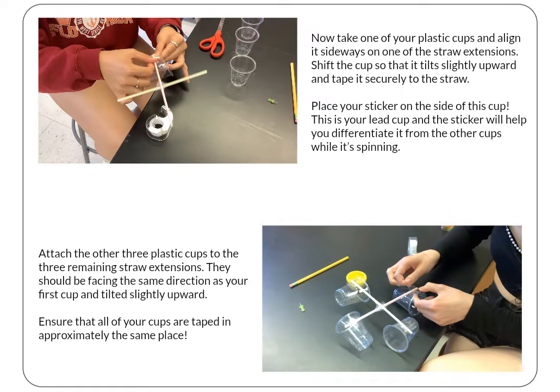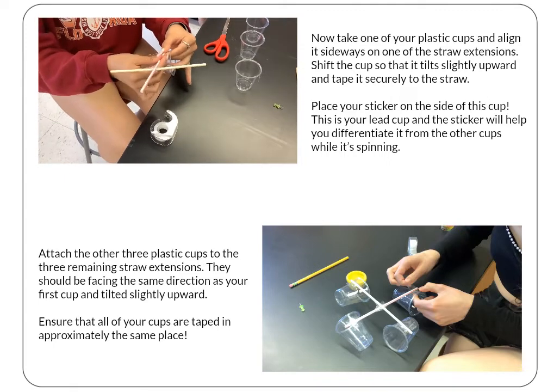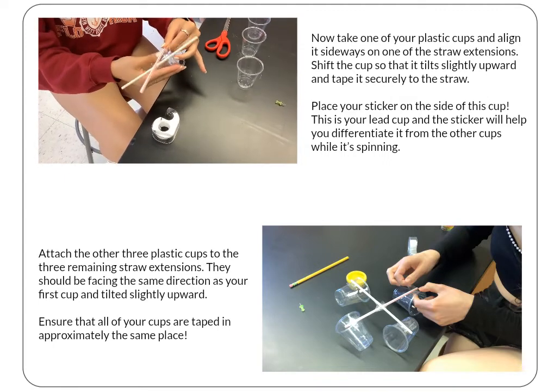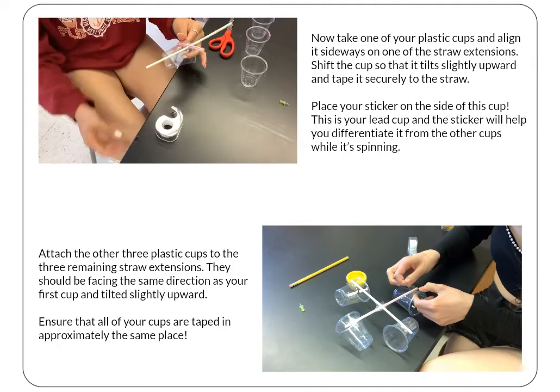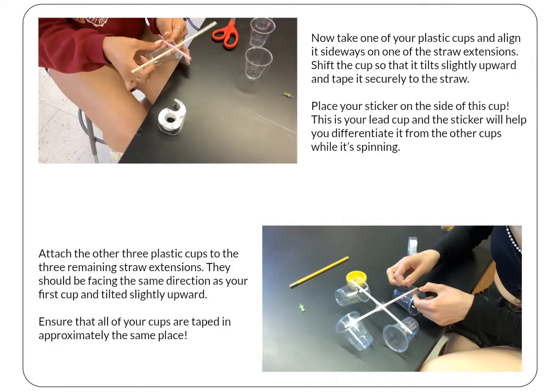Once we've made our cross of straws, it's time to add our plastic cups to catch the wind. Take one of your plastic cups and align it sideways on one of the straw extensions as you see us doing in the video on the screen. Shift the cup so that it tilts slightly upward and tape it securely to the straw.